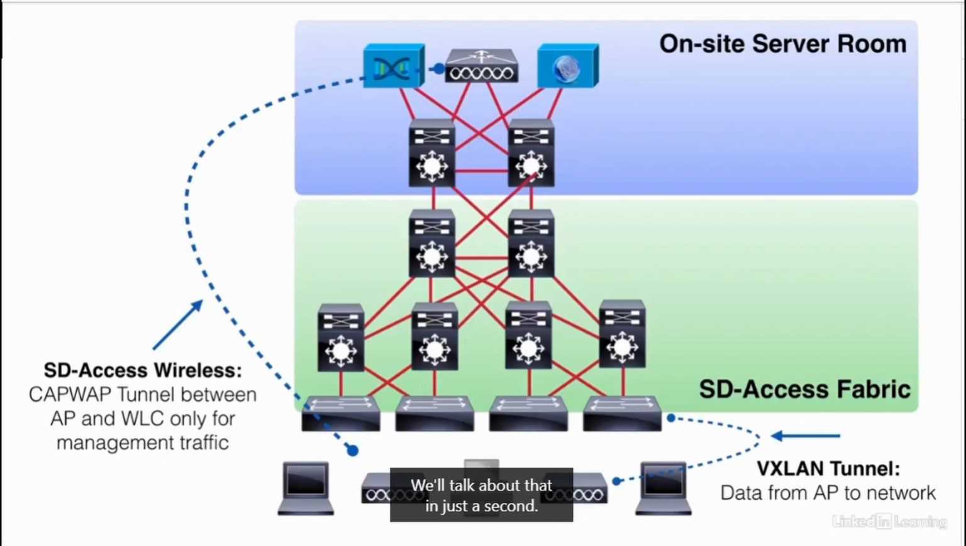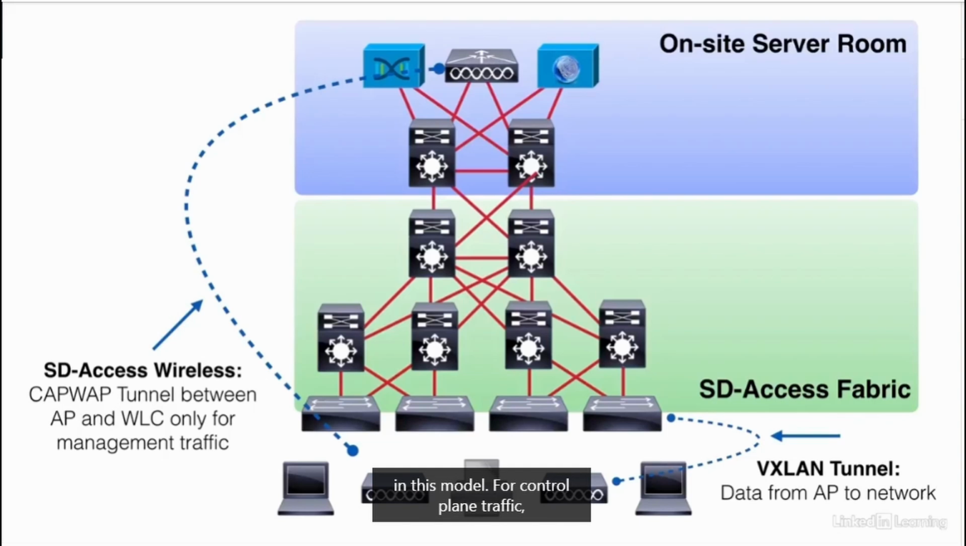We'll talk about that in just a second, but the VXLAN tunnel that's created here is used to carry data from the access point back to the SD Access fabric, where the overlay network can take care of directing the traffic anywhere it's needed. So this is a much more efficient and scalable type of topology for wireless, because the traffic doesn't always have to be carried all the way back to the wireless LAN controller in this model.